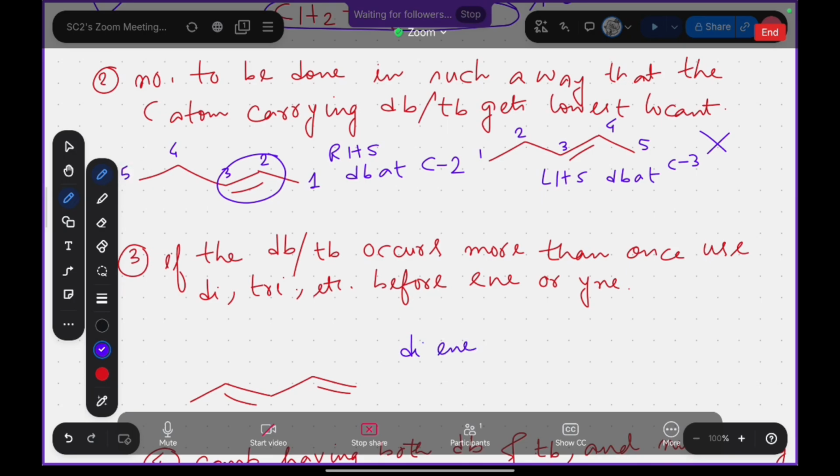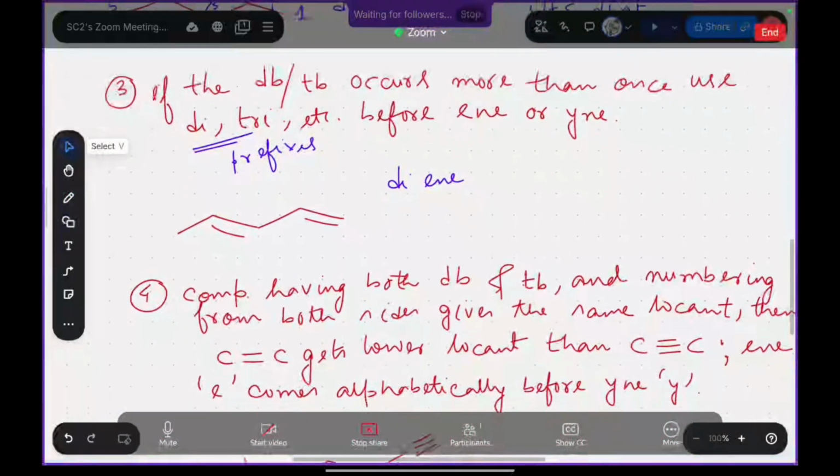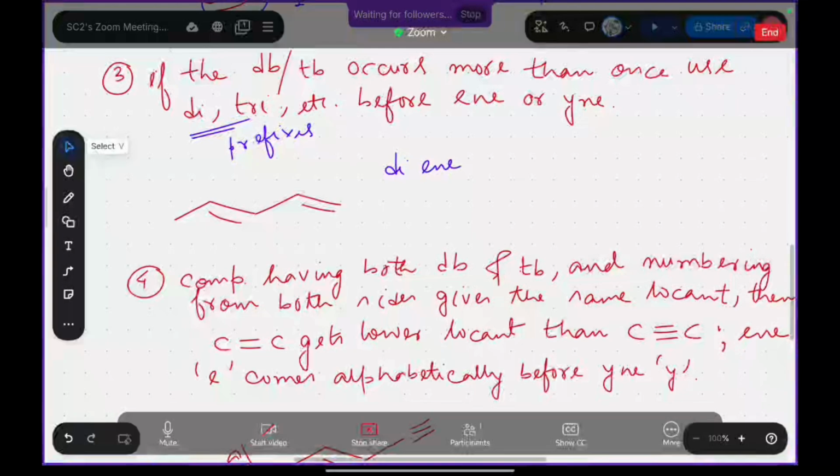If it would have been 3 times, then tri-ene. That means you need to use prefixes like di and tri. These prefixes must be present if the double bond or the triple bond occurs more than once. After the third rule, next comes the fourth rule, and a very important rule.